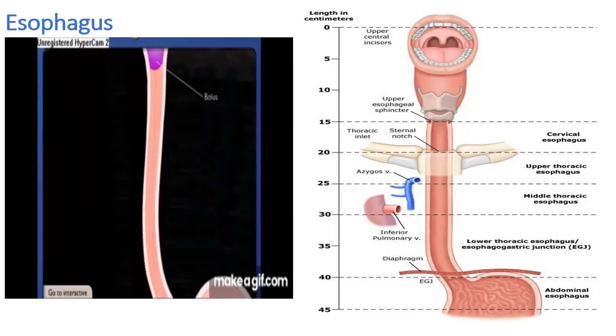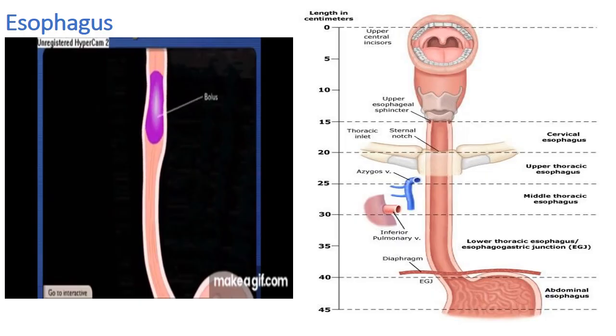After the food passes through the pharynx, it enters a long tube called the esophagus. It is about 40 centimeters long. It contains two sphincters: one is the upper esophageal sphincter, and another one is the gastroesophageal sphincter, or we can say the cardiac sphincter, and that controls the entry of food into the stomach.